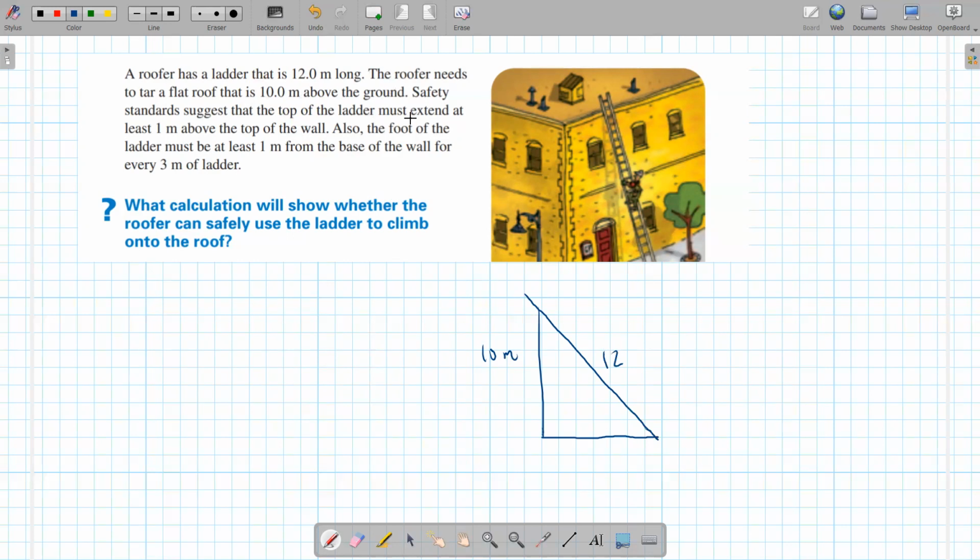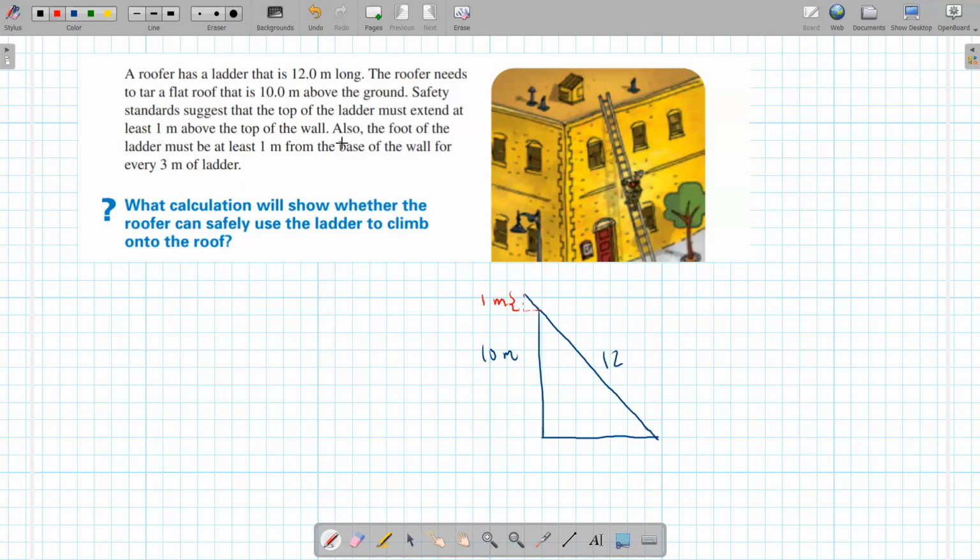It says that the top of the ladder must extend at least 1 meter above the top of the wall. So what does this mean? This means that if we draw another small triangle up there, this height must be 1 meter. It must be 1 meter above the top of the building, okay?